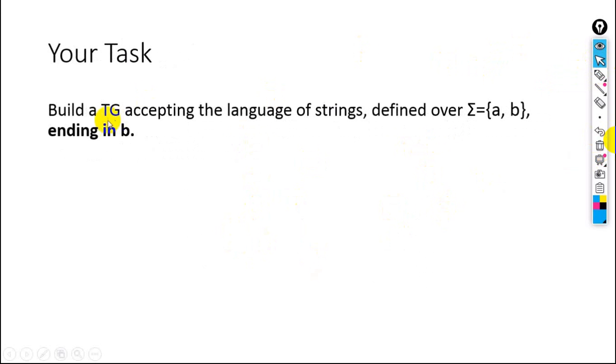Next example. This is your task. Build a TG accepting the language of strings defined over this alphabet ending in B. Make a regular expression for this, and also a TG. Yeah, we can say transition graph for this question.